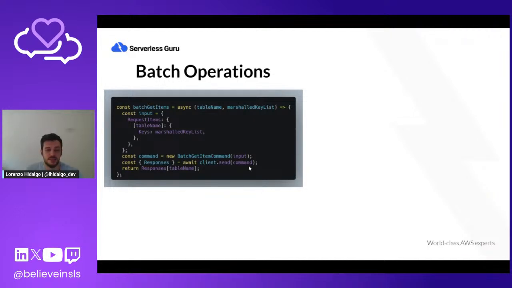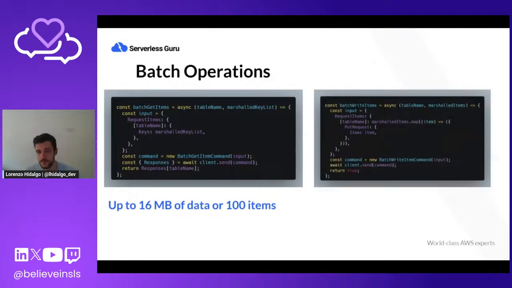We can have as many items as we want, and we can have items from multiple tables at the same time. The benefit of this is you can get up to 16 megs of data in a single response, or you can request up to 100 items. Okay. Similar to BatchWriteItem, we can do the same where we write multiple items to DynamoDB at once.